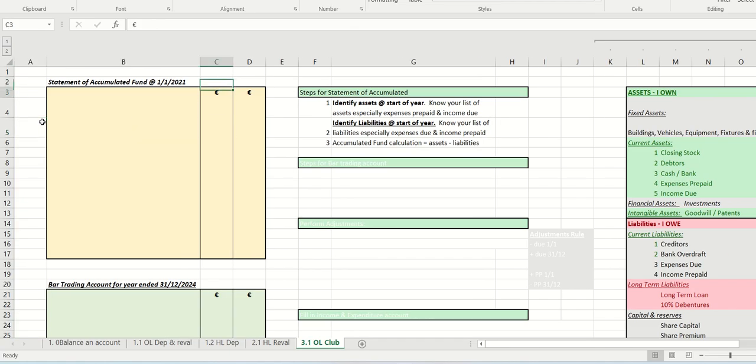So you're going to create your little schedule here, statement of accumulated fund at the 1st of the 1st, 2021, and then we're going to put in our assets. We're literally listing them out. So the boathouse, 680,000. We have the equipment, 36,000.